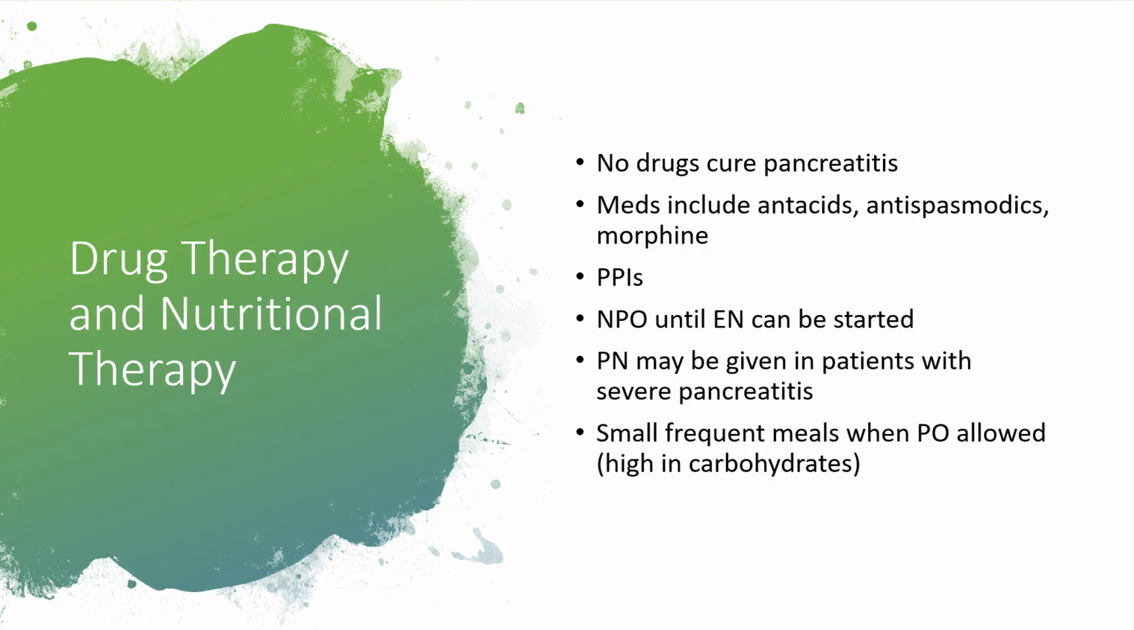Begin oral food and fluids once the serum amylase levels have returned to normal, bowel sounds are present, and pain disappears. When food is allowed, start with small, frequent feedings. And you're going to have an order for like a low fat diet, high in carbohydrates, and it will strictly prohibit any alcohol intake.